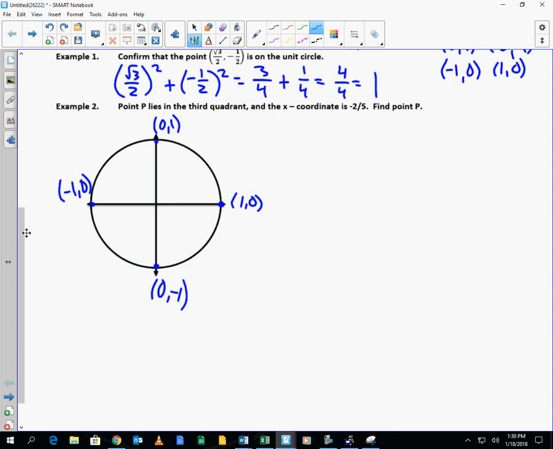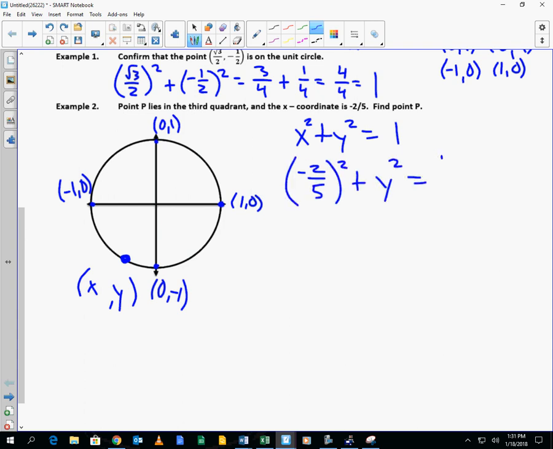Example 2 says point P lies in the third quadrant and the x-coordinate is negative 2/5. Find point P. Okay? So, if I'm in the third quadrant, I'm over here. So it's a point on the unit circle. I know that it has an xy value. What's the x value? How would I find the y value? Plug it in. X squared plus y squared is 1. Negative 2 over 5 squared plus y squared is equal to 1. 4 over 25 plus y squared is equal to 25 over 25.